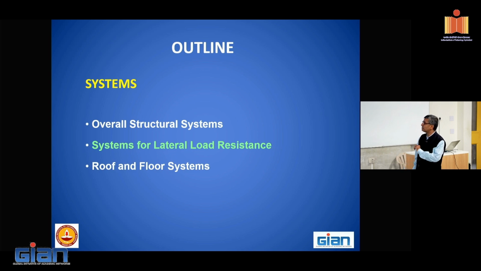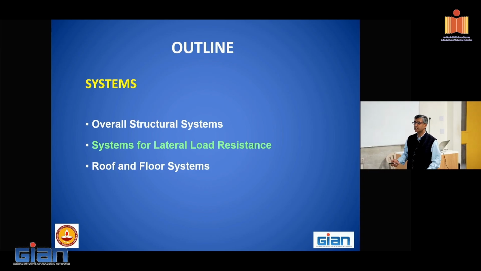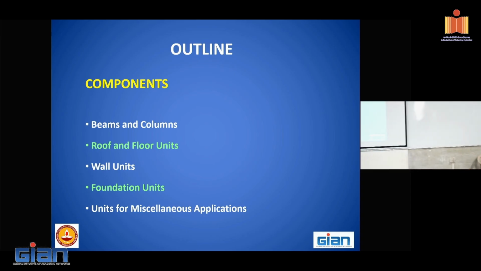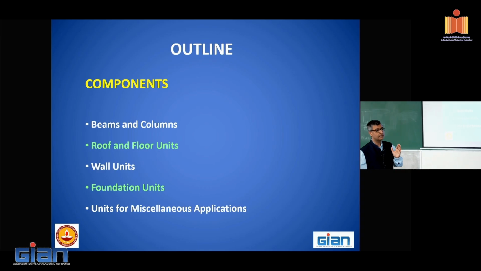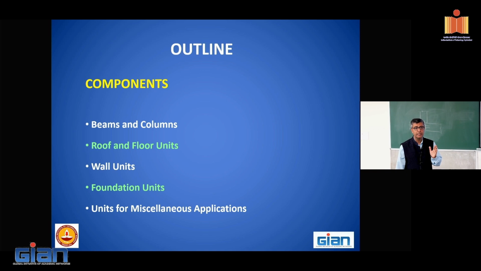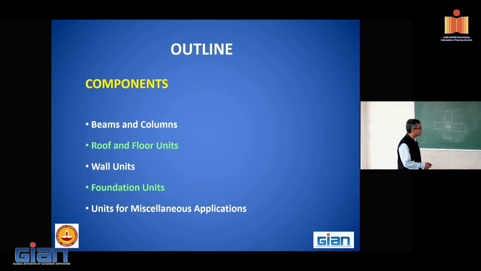First, I'll be talking about the building as a whole for gravity loads. Then, what are the special features required for lateral load resistance? And then, specifically for the roof and the floors. Once I have gone through the systems, then I will be talking about the different components. There are different options possible, and once I am aware of the options, then only I can select appropriately. I'll be talking about beams and columns, roof and floor units, wall units, foundation units, and miscellaneous applications.